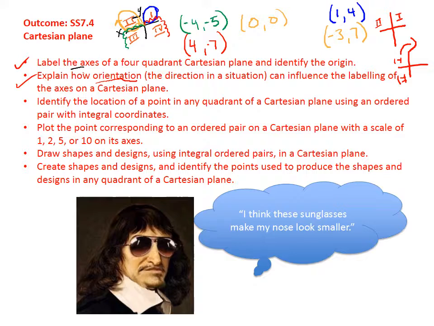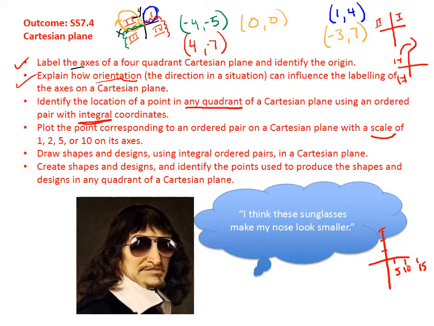Identify the location of any point in any quadrant. So we're using those integers, integral coordinates. Plot the points of an ordered pair with different scales. So scale just means the axis has different numbers going up the side. So on the next slide you'll see, I think we have a scale of 5, 10, 15, something like that.